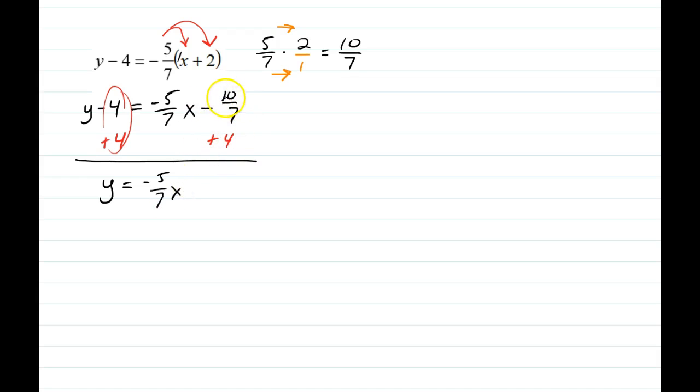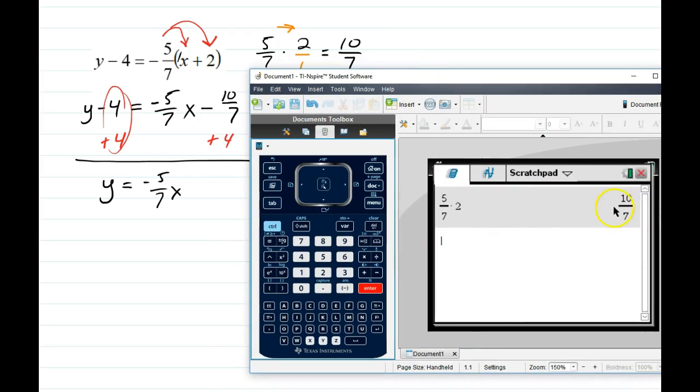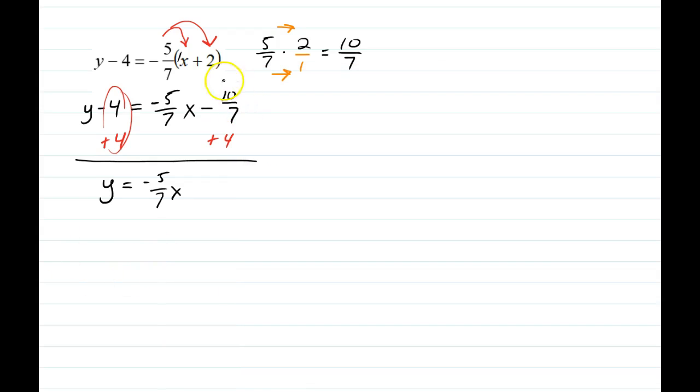Now we need to add negative 10/7 plus 4. This is a good time to use our calculator again. We want negative 10/7, so we're just going to hit Control Divide, hit the negative button, 10 over 7, and then plus 4. Now this should look like what we wrote on our paper. We hit enter, and we get 18/7. So it's a positive, so this would be plus 18/7.